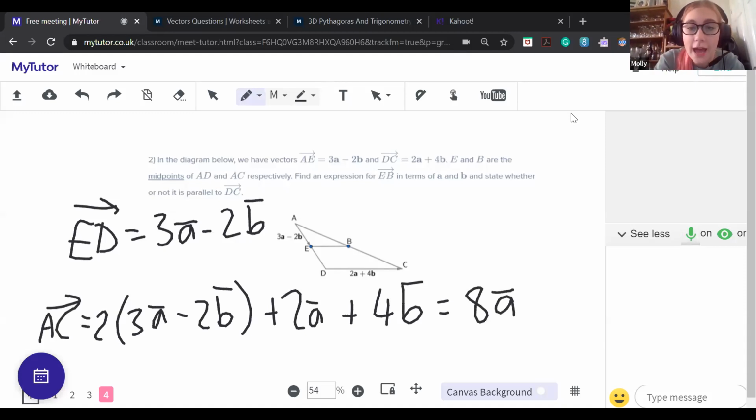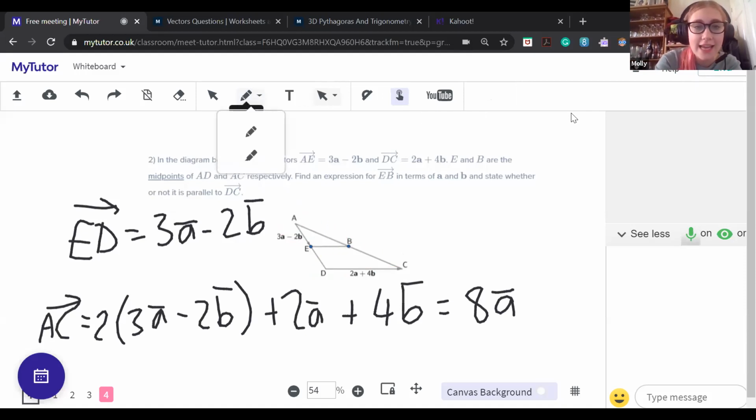So now that we've got that, let's go down here and then up to B. To find EB, we'll do ED plus DC plus CB. Actually, let's do this one, because to go from E to B, it's fewer to do. And we know that if A to C is 8a, A to B is 4a, because it's just half of that, because B is the midpoint. So that means, what will E to B be? What will that be?